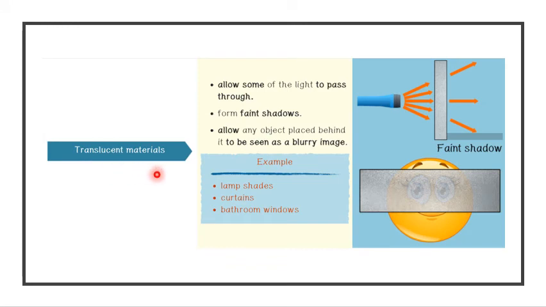For translucent materials, they allow some of the light to pass through. Number 2, they form faint shadows. They allow any object placed behind it to be seen as a blurry image. Example, lamp shades, curtains, and bathroom windows.